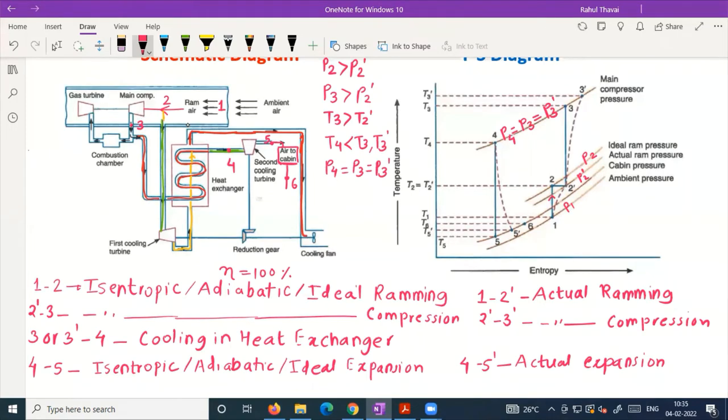Now what happens when you supply this cold air into the cabin? See, this is cold air. At point number 5 or 5 dash, we have the lowest temperature in the cycle. Everything we are doing here is just to lower the temperature. We started with temperature T1 and we are able to bring it down to T5 or T5 dash. So we got cooled air here.